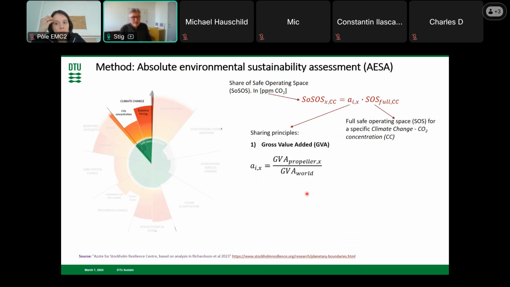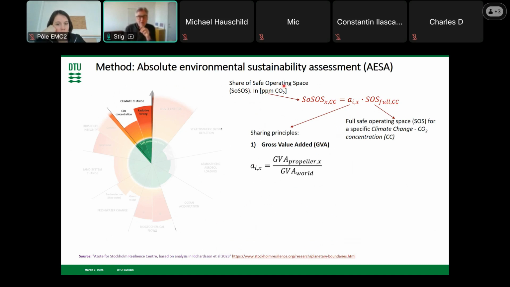As Michael said, the planetary boundaries and the absolute environmental sustainability assessment in principle cover all the environmental impacts, and we should. But for the example's sake, we just look at climate change. So we focus only on climate change here, and do not take into account all the other impacts or planetary boundaries. So we look at climate change, the CC here.